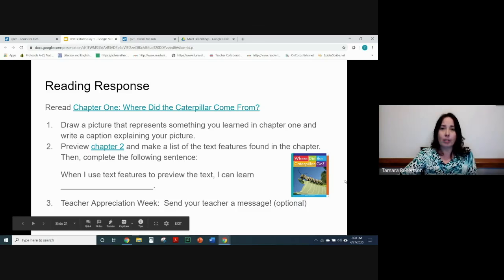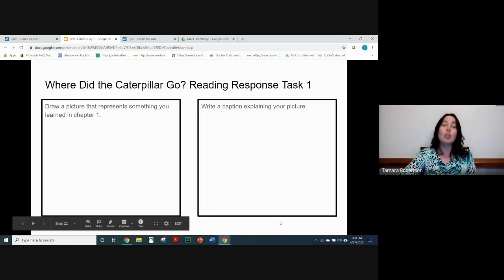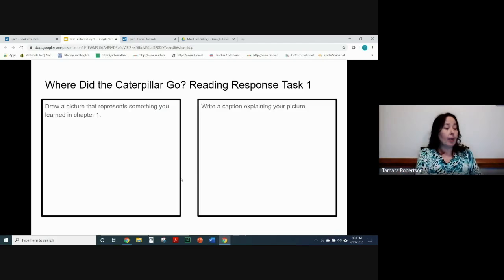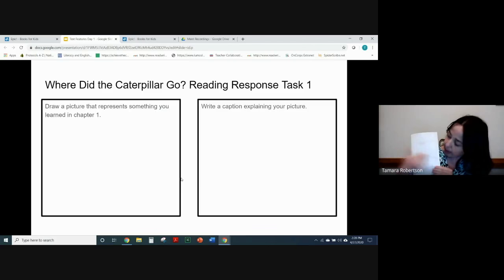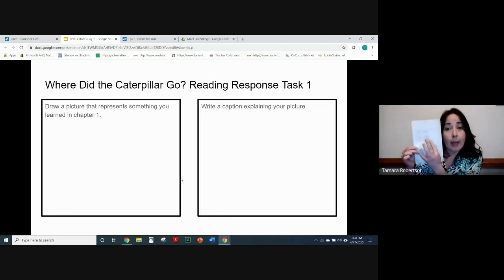I just want to go over these reading responses again, just to make sure you understand. So for reading response 1, you can print this page, or you can draw it on paper. So you can take that piece of paper that you got earlier and fold it in half. And this can be this side for reading response 1. And you can draw a box, and in that box is going to be your illustration. What is something you learned from chapter 1? Then under the box, write your caption. Explain to me what's happening in this box. You're explaining your illustration to me. So the picture is showing me something you learned from chapter 1, and then the caption is explaining to me what's happening in your illustration.